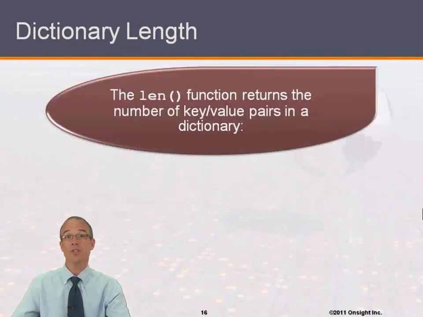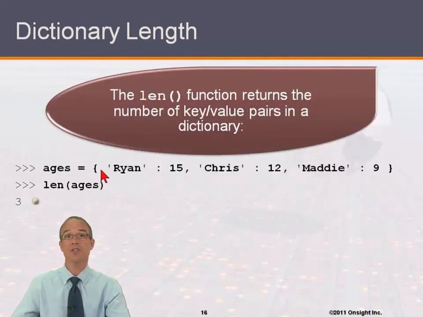The len function returns a number of pairs. So if I say ages is Ryan 15, Chris 12, Maddie 9, and I do a length of ages, this returns 3. So there's 3 items in that dictionary.